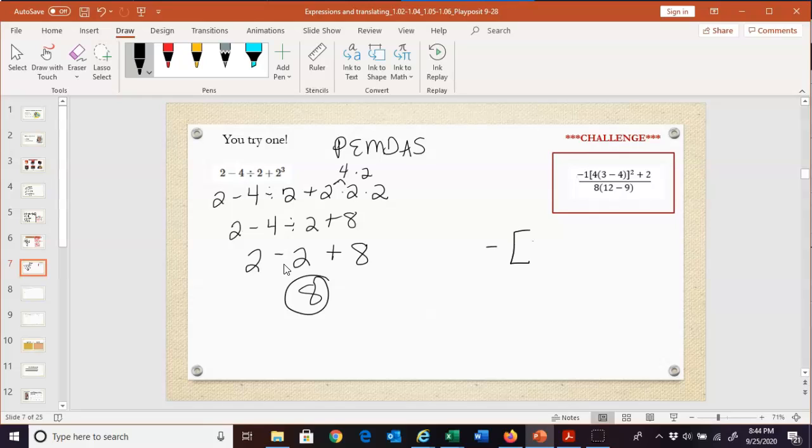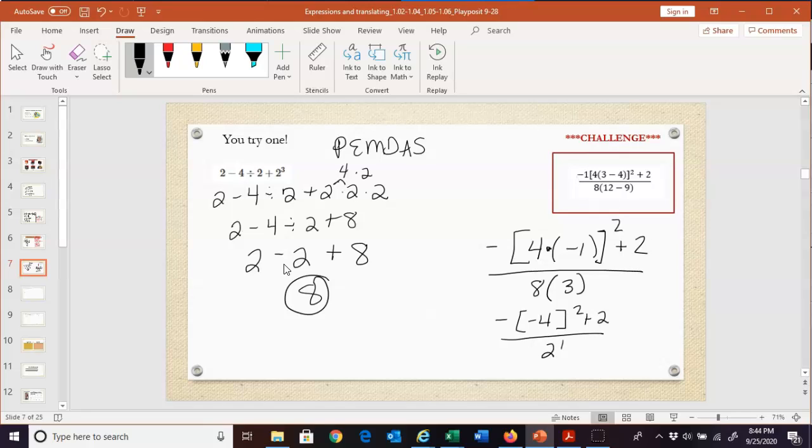So the numerator of this fraction is going to become 3 minus 4 is negative 1. Do that first. And then we can do the denominator. 12 minus 9 is 3. Now let's work on that numerator a little bit more. Working from the inside out here with these grouping symbols, the brackets, we have 4 times negative 1. That's going to give us a negative 4. I'm going to go ahead and make that 24.